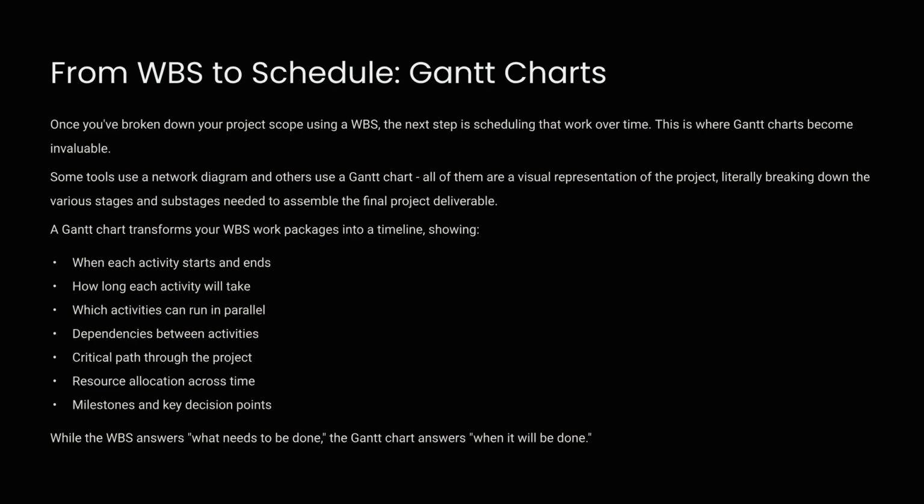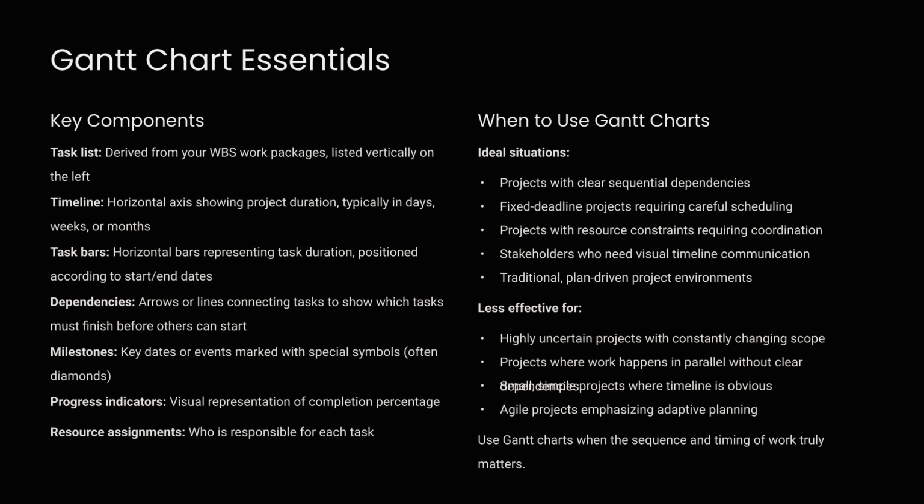Once the WBS breaks down the scope, Gantt charts schedule the work over time. A Gantt chart transforms your work packages into a timeline, showing when activities start and end, dependencies, and the critical path. Gantt chart essentials include the task list, timeline, taskbars, dependencies, and milestones. They are ideal for projects with clear sequential dependencies and fixed deadlines, especially in traditional environments.